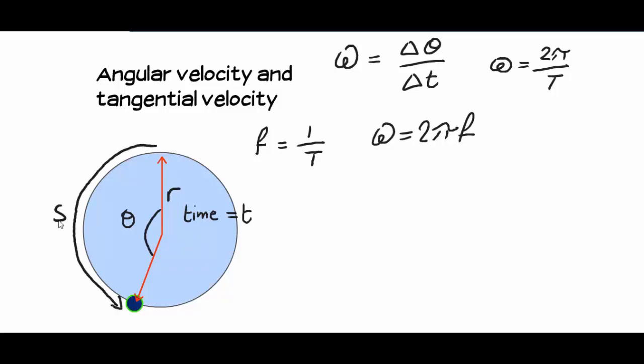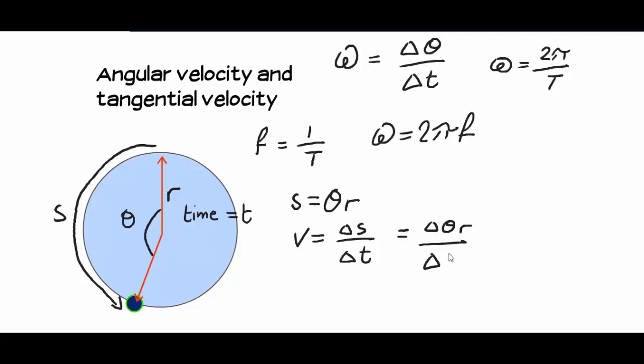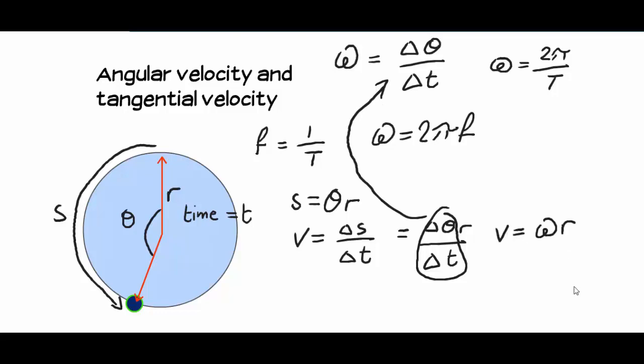Now, if we think about the tangential velocity, which is how quickly the object is moving around the circle, then it will have covered a distance s. Because we're operating in radians, that's going to equal theta r, so the velocity is going to be delta s over delta t, which is going to be delta theta r over delta t, then delta theta divided by delta t is omega, so the tangential velocity is omega r.